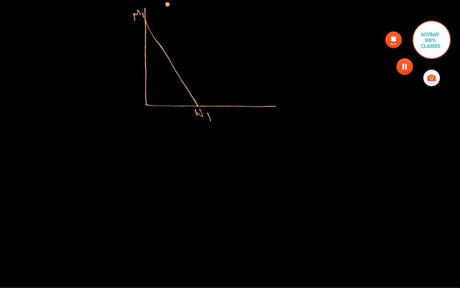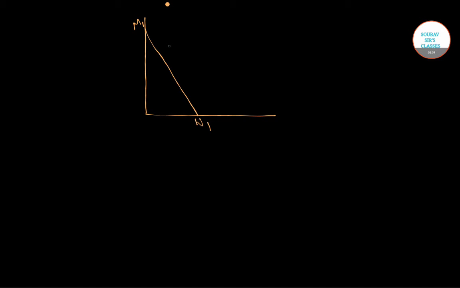So the consumer's budget line looks like this, which is M1 and N1. And now, as you can see, the initial IC looks like this. It will be a bit better, I think.